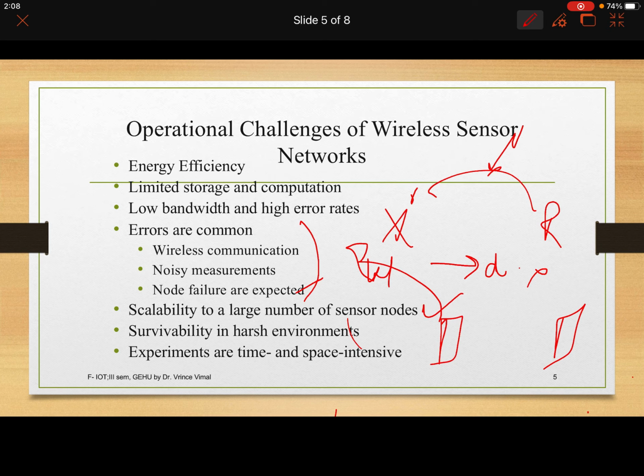Then scalability, we know, and then survivability in a harsh environment. They are placed sometimes at minus 40 degrees centigrade, another time they are deployed to face forest fire phenomena. Suppose at 50 or 60 degrees it has to sense and give information, and it gets damaged by itself, then it's a problem. You should design them in a very robust manner.